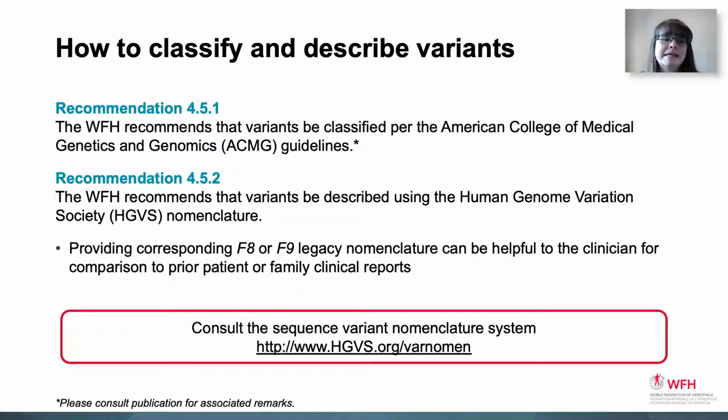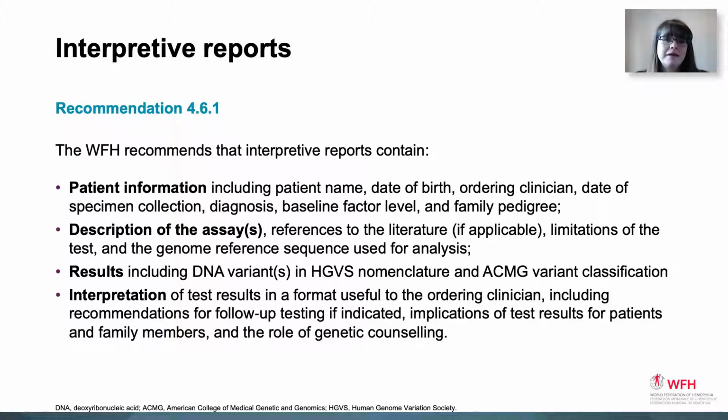Providing the corresponding legacy nomenclature for the factor VIII or factor IX can also be helpful to the clinician for comparison to previous patient or family clinical reports, as nomenclature has varied over time. After we've classified the variant, we need to produce an interpretive report. And these reports should be clear and concise and contain the following information.